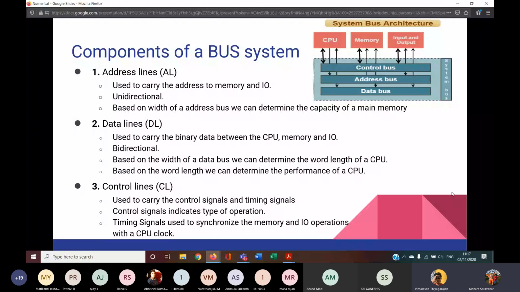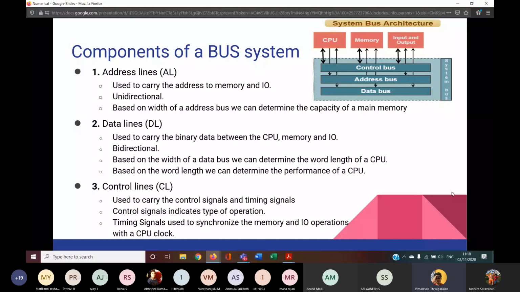So the address line is used to carry the address to the memory and the I/O, and it is unidirectional as seen in the picture. Based on the width of the address bus, you can tell the capacity of the main memory. And then the data lines are used to carry binary data between the CPU and the memory and the I/O. It is bidirectional, and based on this width we can see the word length of the CPU, and the word length can tell about the performance of the CPU.